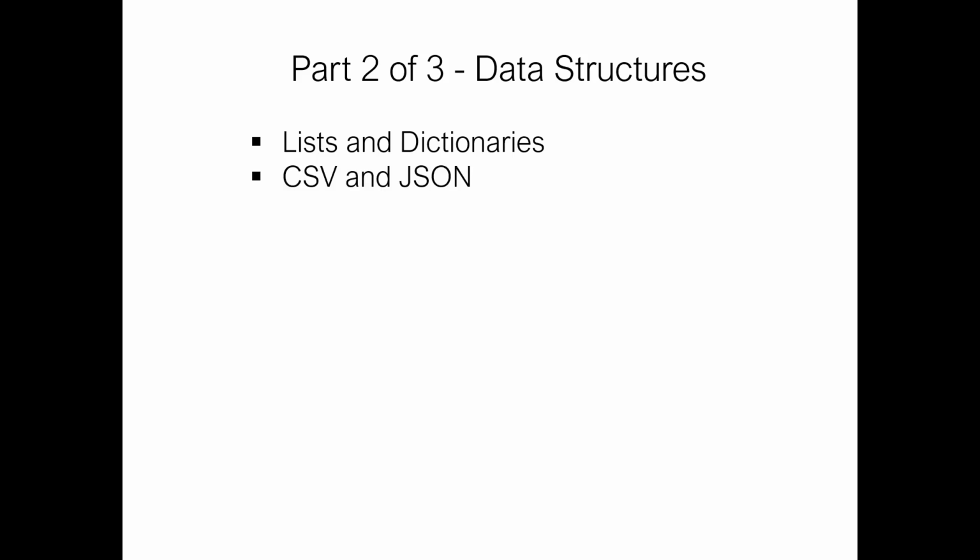Then, our data sometimes arrives as files. So we talked about CSV and JSON files. CSV files correspond to lists of lists, and JSON files can pretty much contain any weird combination of lists and dictionaries and strings and integers that we want.